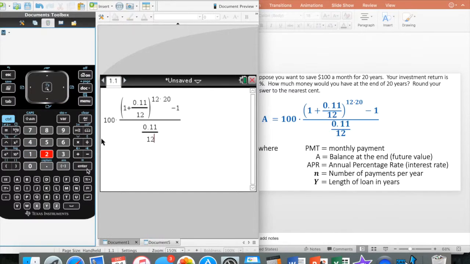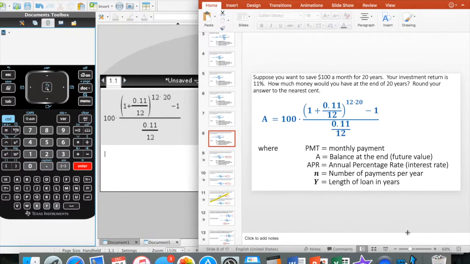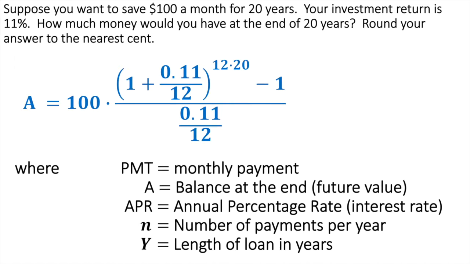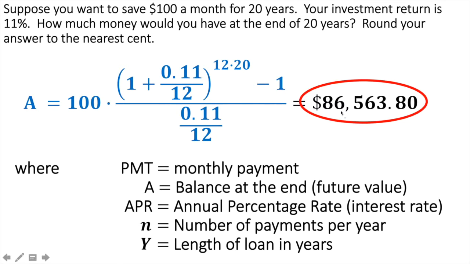When I have that all entered in, all I'm going to do is hit enter, and that's going to give me my answer. I should have $86,563.80. This one asked me to round to the nearest cent, so I'm just going to write .80. Let's bring this one back in and take it to full screen. There you go, $86,563.80.